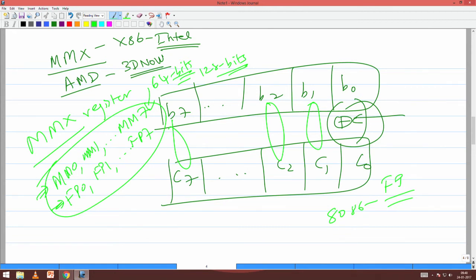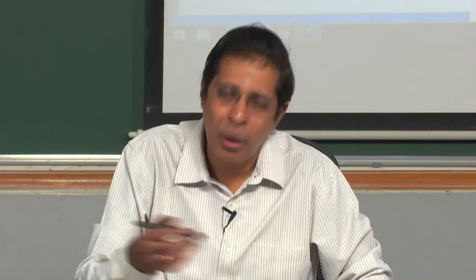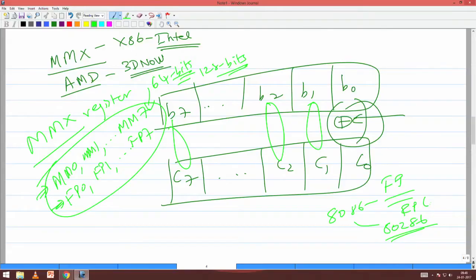Then suddenly it was found that engineering computations need more accuracy and precision. So the IEEE 754 standard came, and along with it, almost concurrently, Intel introduced the 8087, which is called a floating point coprocessor. This is not part of your 8086. This is a floating point coprocessor.